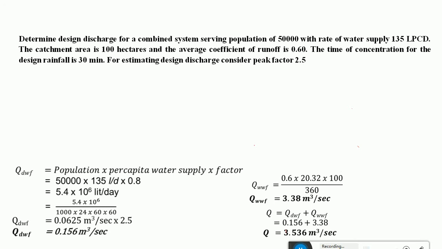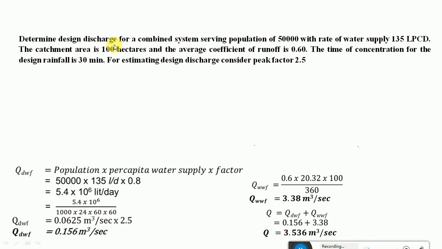Okay, so here similarly, in the previous problem we have estimated the wet weather flow and dry weather flow. So here also you are asked to find out the design discharge for a combined sewerage system. Combined sewerage system means we are designing a sewer which carries both dry weather flow and wet weather flow together. So we have to find out the discharge for a pipe.